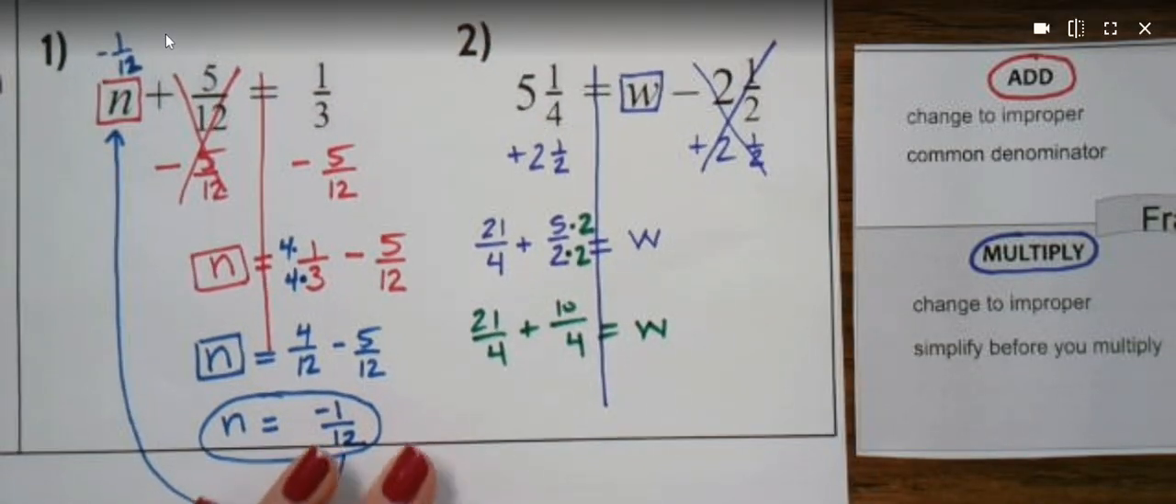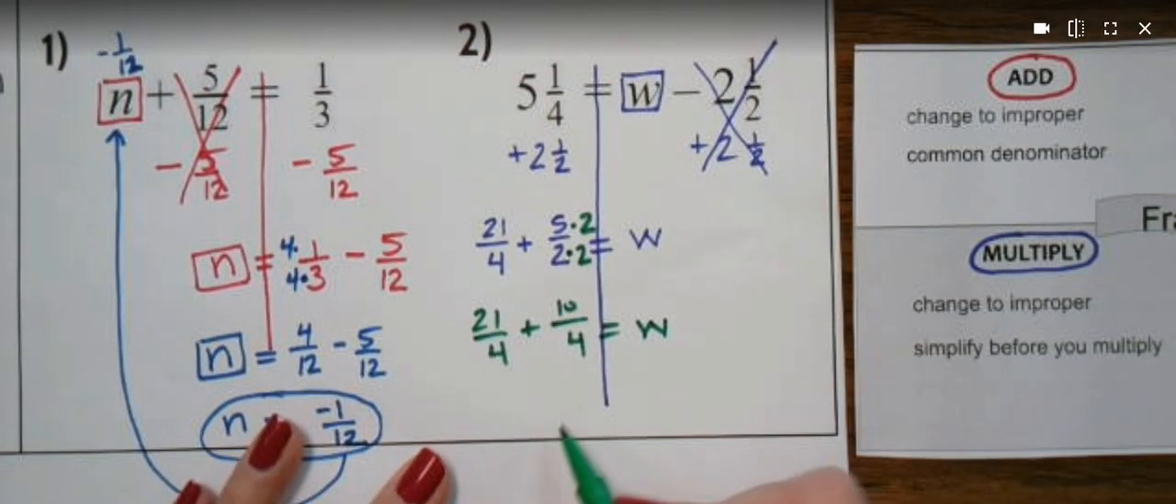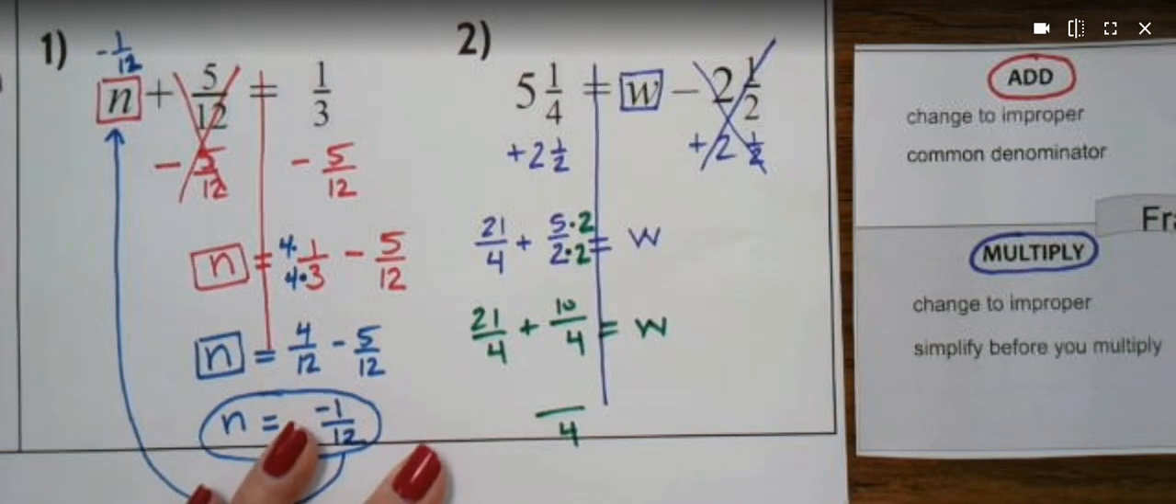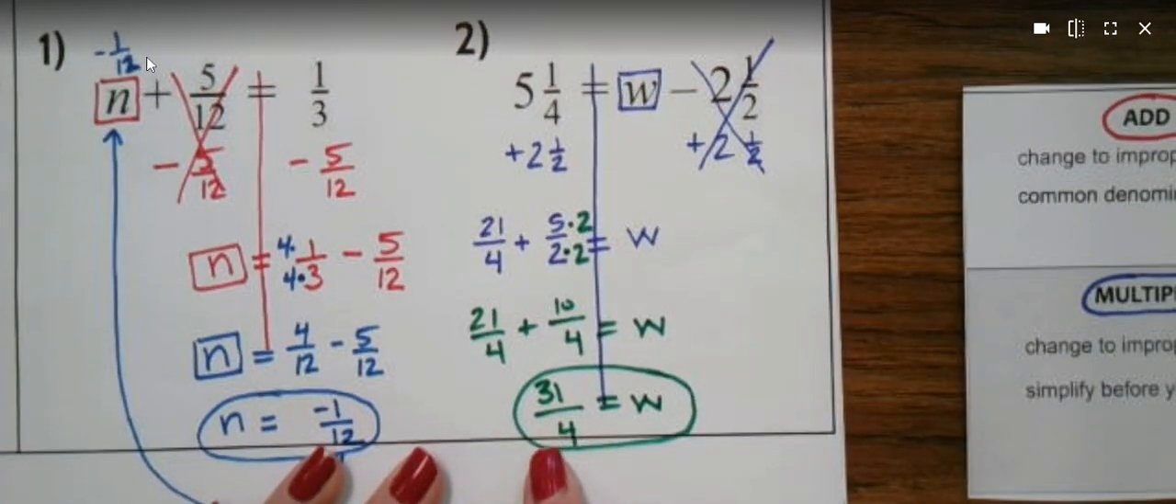All right, so we got fourths and fourths. 21 fourths plus 10 more fourths. We know we're going to get fourths. How many? Let's add the numerators. 21 plus 10, 31 fourths equals our mystery W. There we go. And we can just leave our answer as an improper fraction.